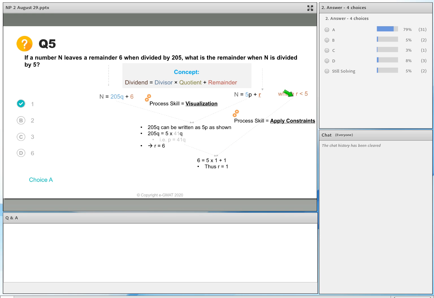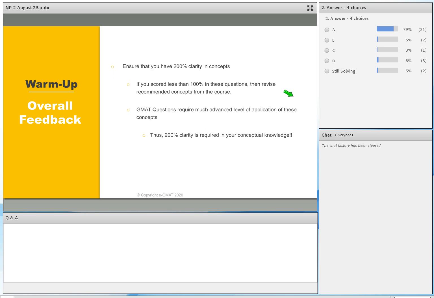Now tell me in the chat box, this is the end of the warm-up section. What do you guys feel about this? What is it that you did not know earlier? You have to make sure you're 200% clear in your concepts. Anything that you got wrong in these 5 questions means there's a conceptual gap. So getting to the 700 stage requires you to be solid here. If you got anything wrong here, redo it.